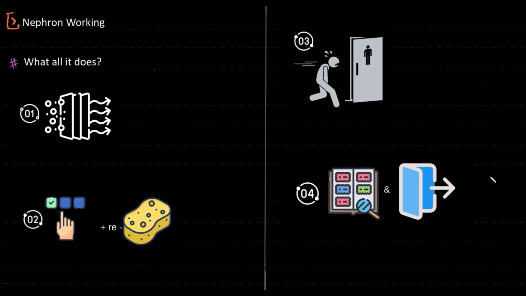The most important part of the kidney, or basically the kidney, is made up of a lot of nephrons. Let's see what exactly a nephron does. So there are four things that it's doing. Can you guess one at a time?